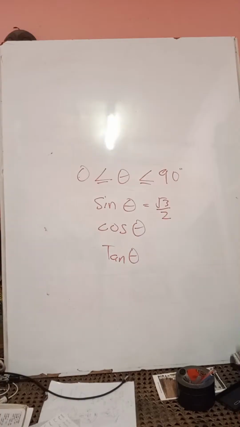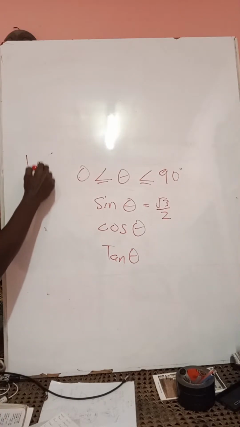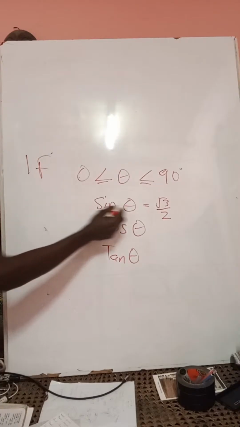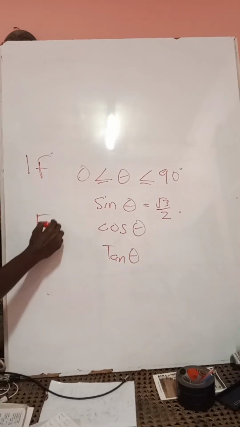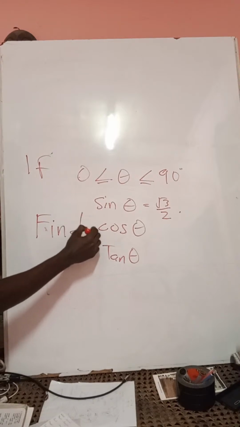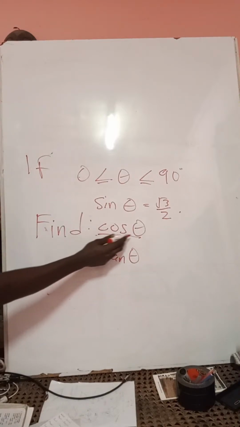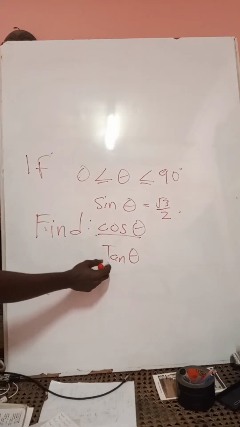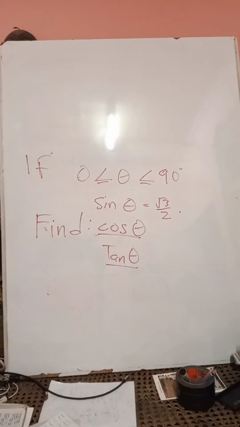So the question is, you are finding cos theta and then tan theta from this.